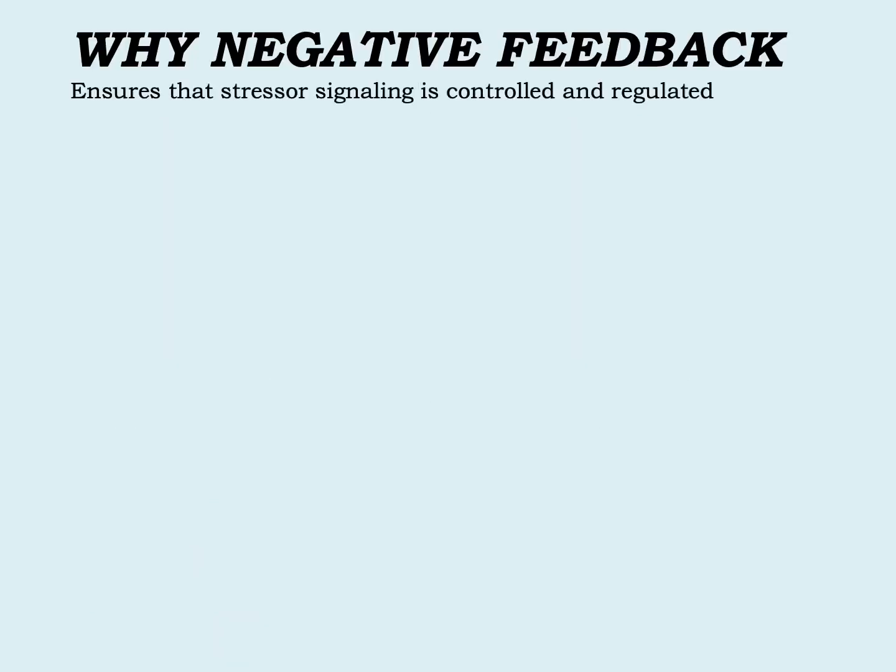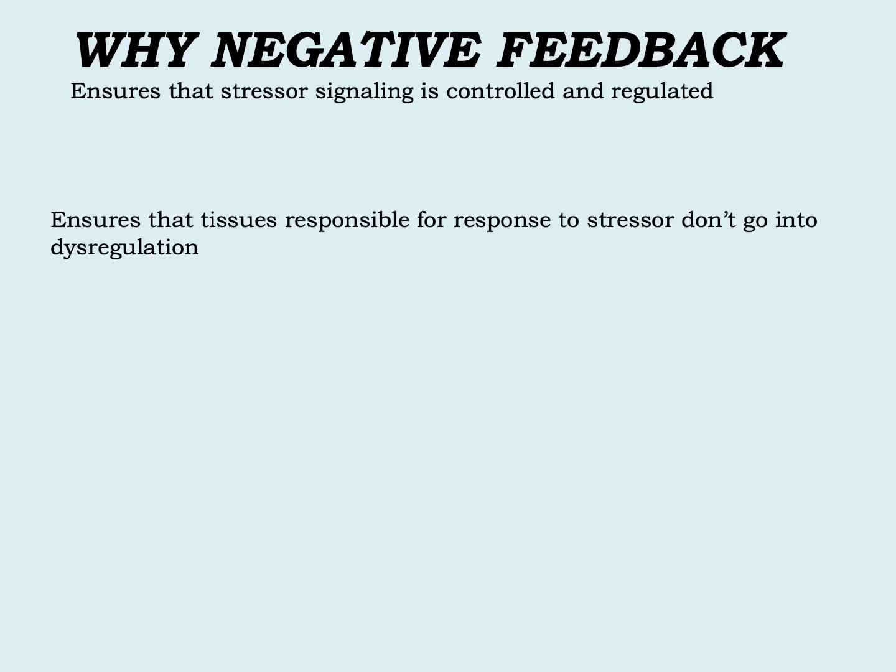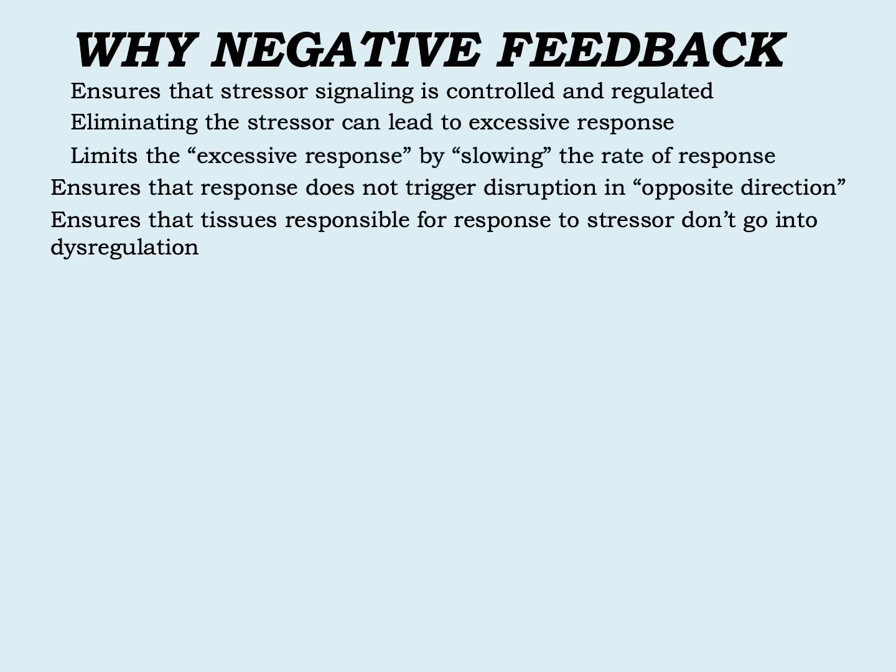So why are we going to have negative feedback? It's going to ensure that the stressor signal is controlled and regulated properly. It ensures that tissues are going to be responsible for the response to the stressor and don't go into dysregulation. Eliminating the stressor can lead to an excessive response. It limits the excessive response by slowing the rate of response. By doing this, it ensures the response does not trigger disruption in the other direction.